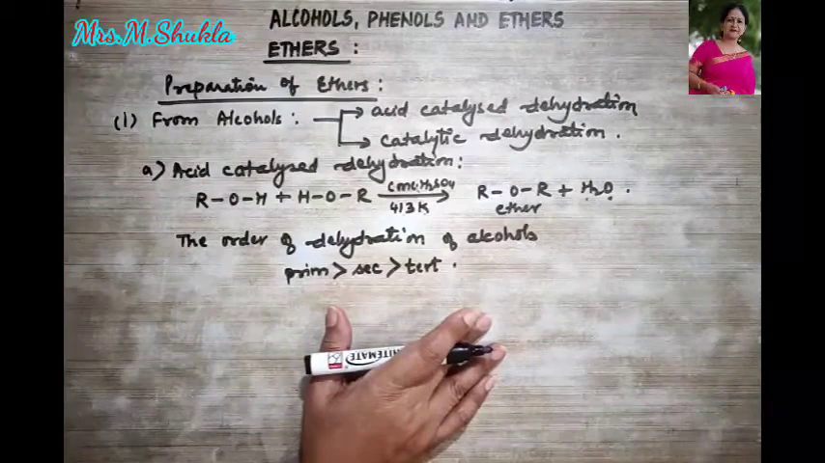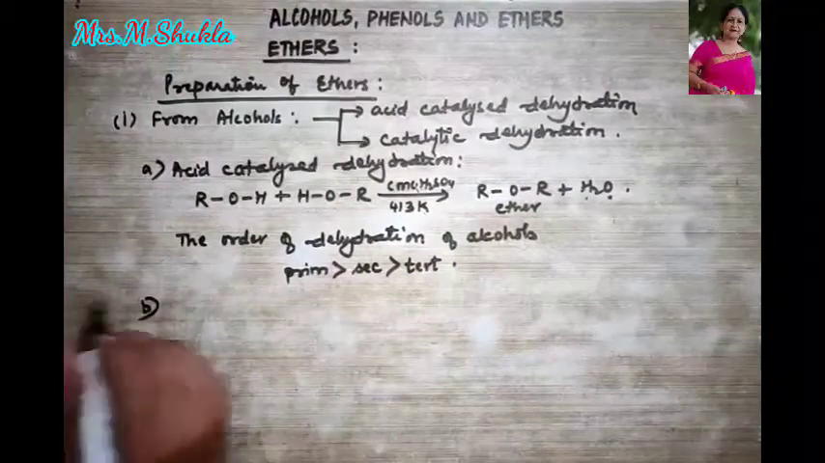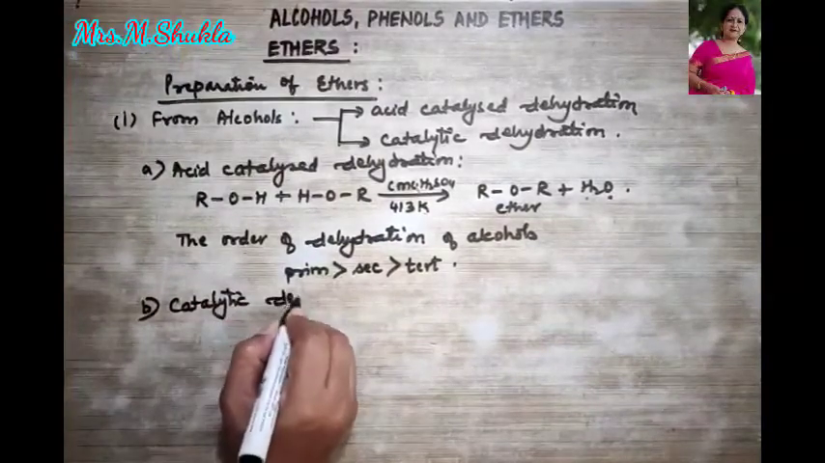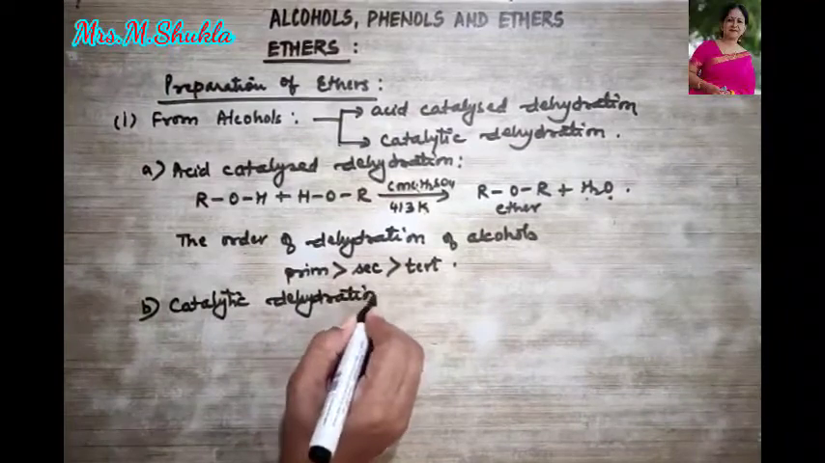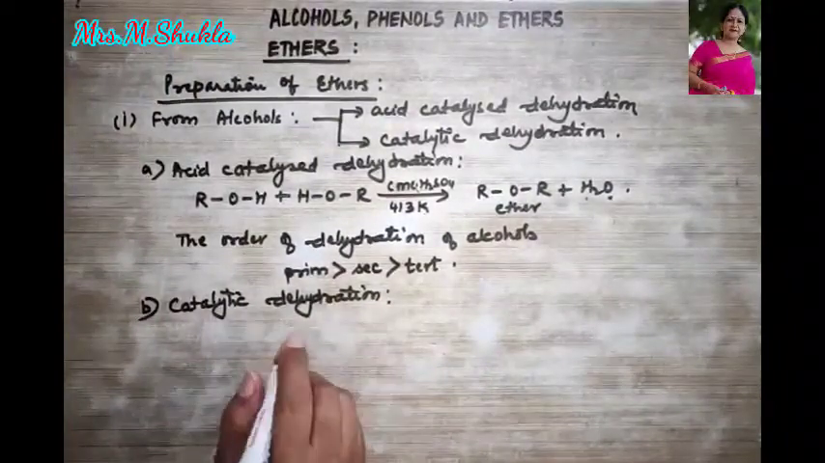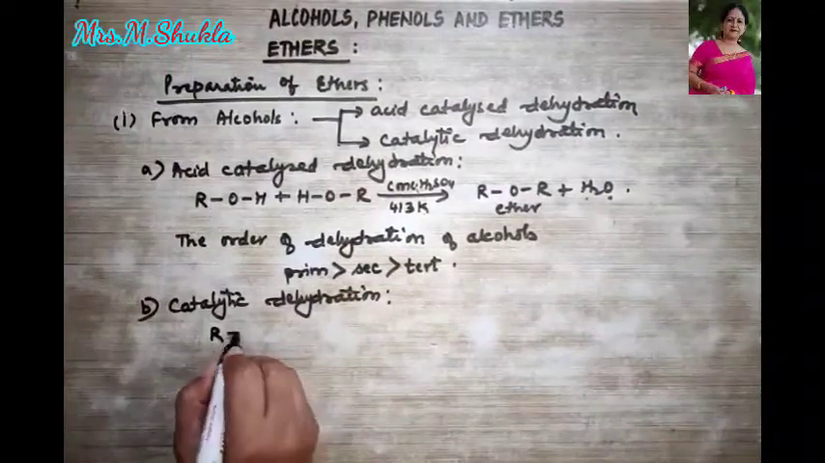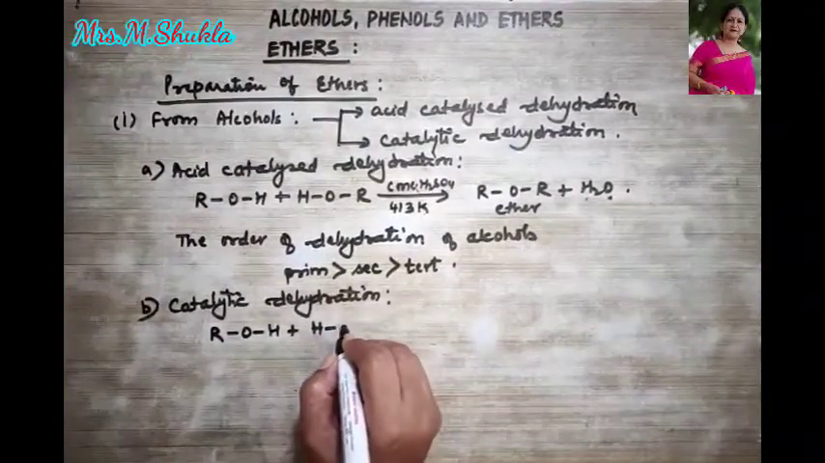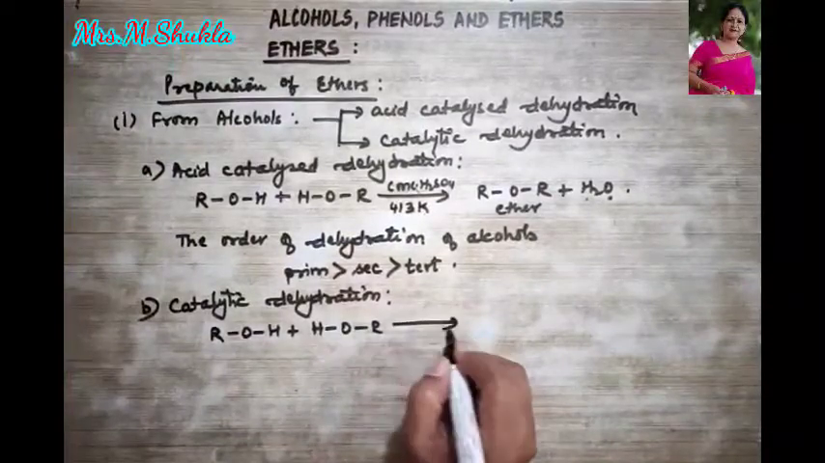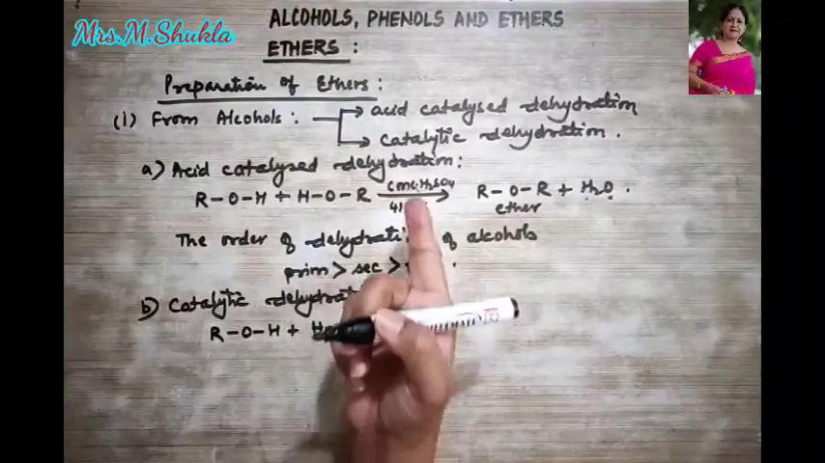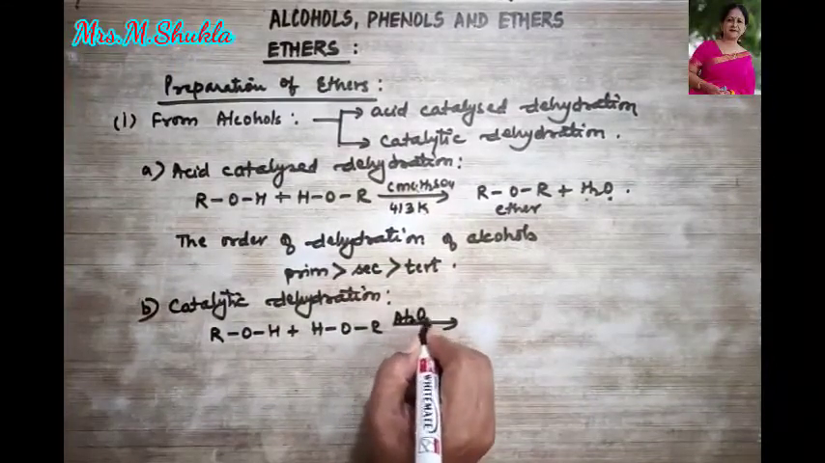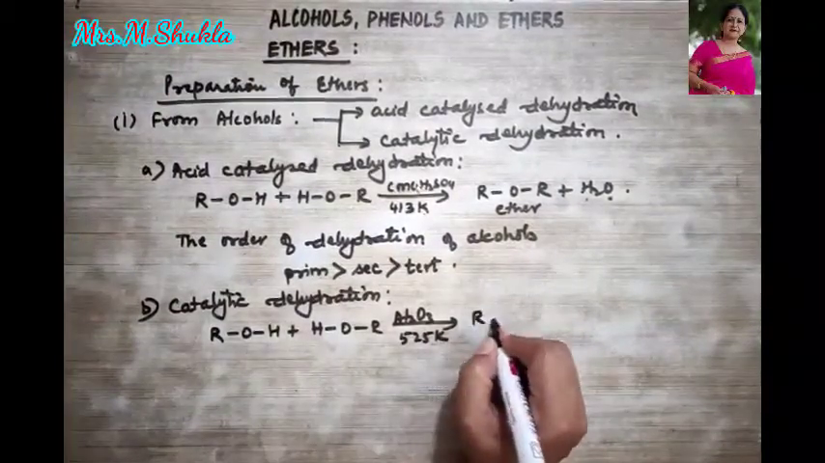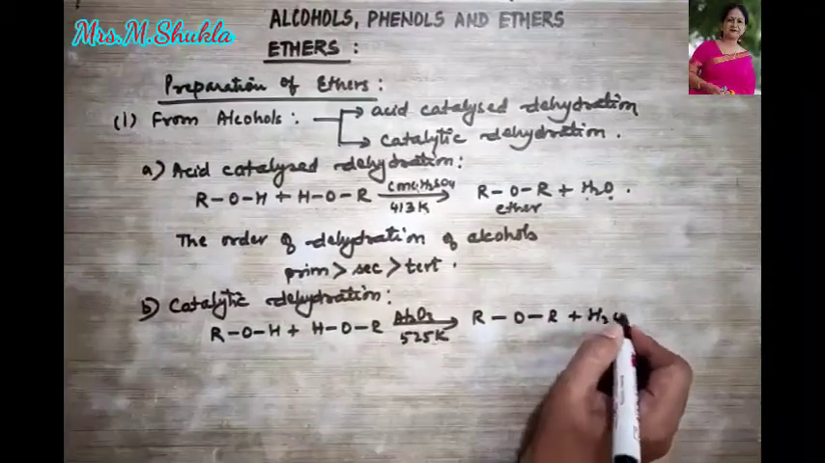Clear? Now let us talk about the second one, catalytic dehydration. Over here we need to use a catalyst. Here also excess of alcohol is used, 2 moles of alcohol. Now, instead of using concentrated sulfuric acid, here I can use aluminium oxide, at a temperature of 525 Kelvin. And then this is going to form ether and water, right?